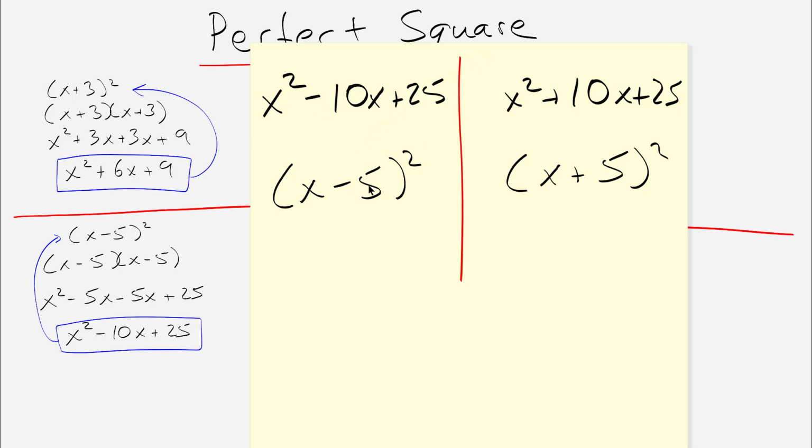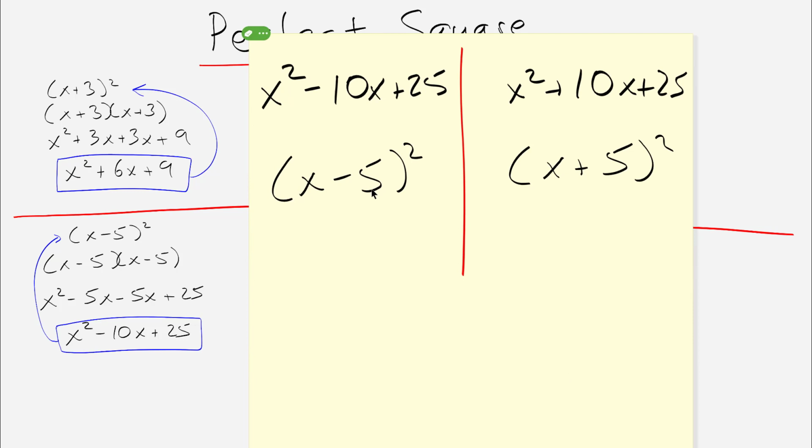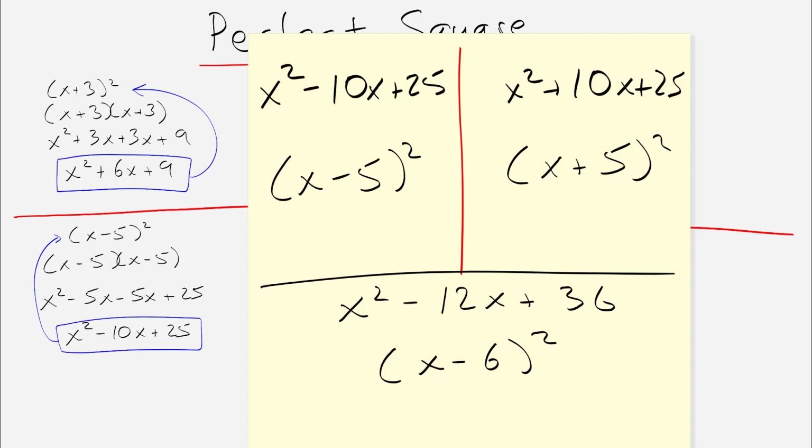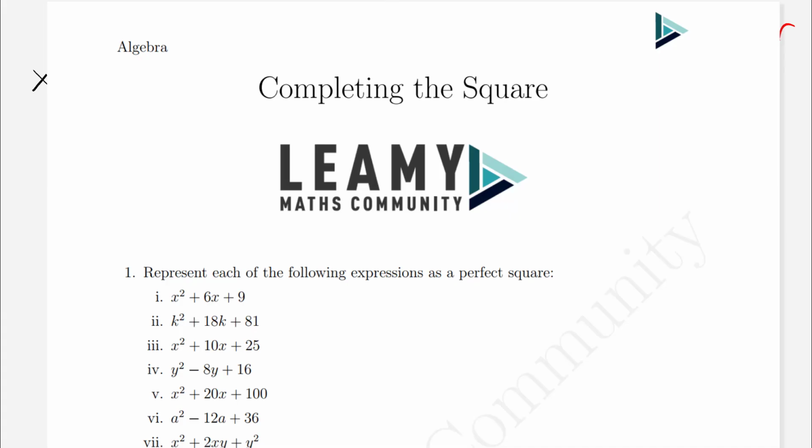So the way I like to think about it, when I'm trying to calculate a perfect square, is halving the middle value. Another example, if I had x squared minus 12x plus 36, I look at the middle value and say, well, half of minus 12 is minus 6. So this must have been x minus 6 to be squared. And we can see that when you square minus 6, you will get plus 36. That is perfect squares. Now let's see how we can use that for the completing the square technique.